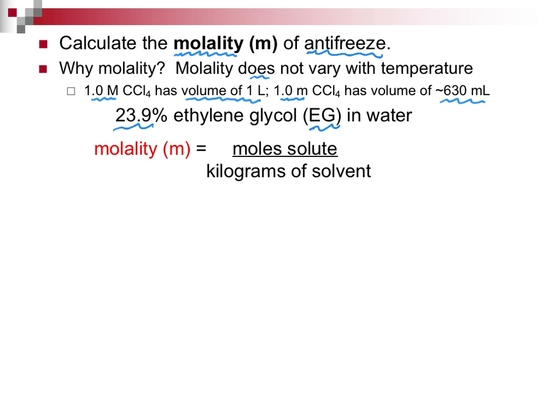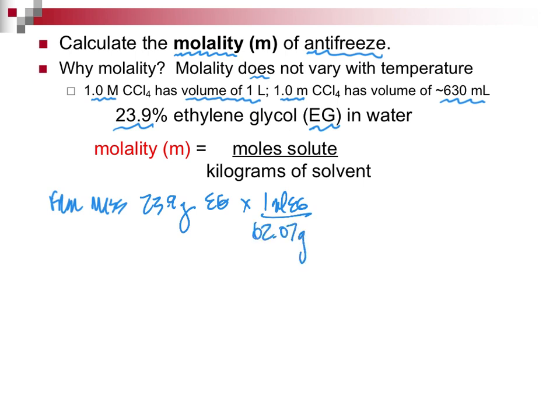So you know from the mass percent that there will be 23.9 grams of ethylene glycol. And we would have, in terms of the number of moles, 1 mole of ethylene glycol weighs 62.07 grams, and we would come up with 0.385 moles of ethylene glycol. Why did I do that? Well, because molality in the numerator wants the moles of solute.